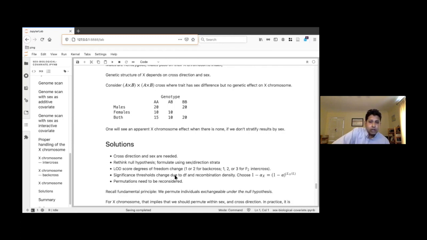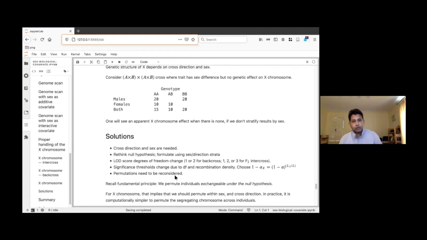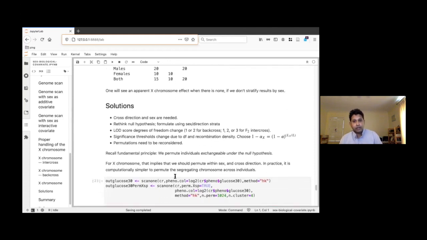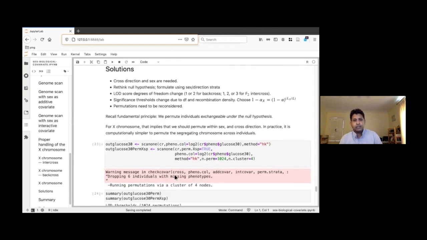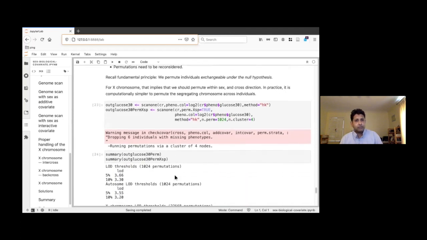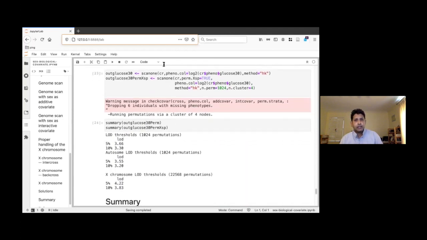Fortunately, all of this has been figured out in R/qtl, and all you need to do is tweak one simple flag. You do the genome scan as usual, and you add a flag, which is X-specific permutations equals true. And if you run it, then here's what you see.